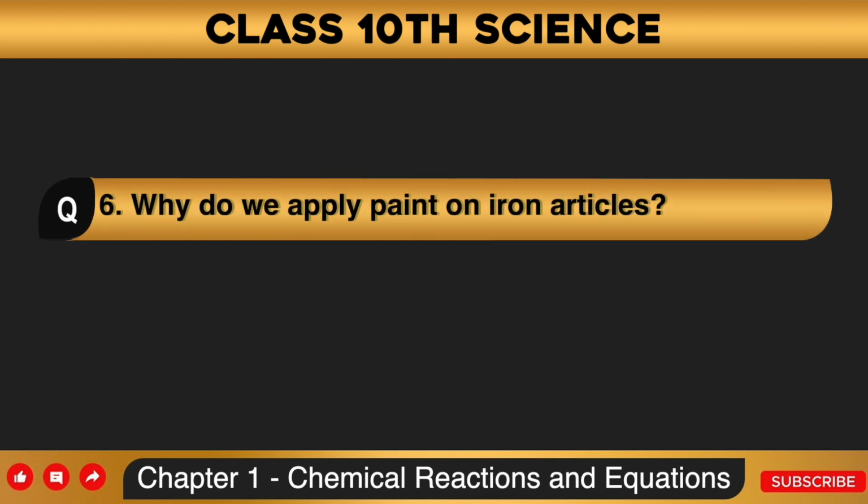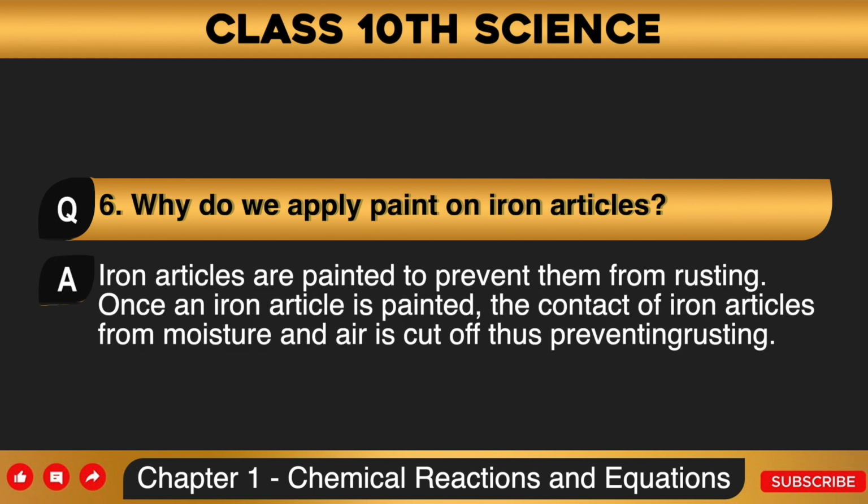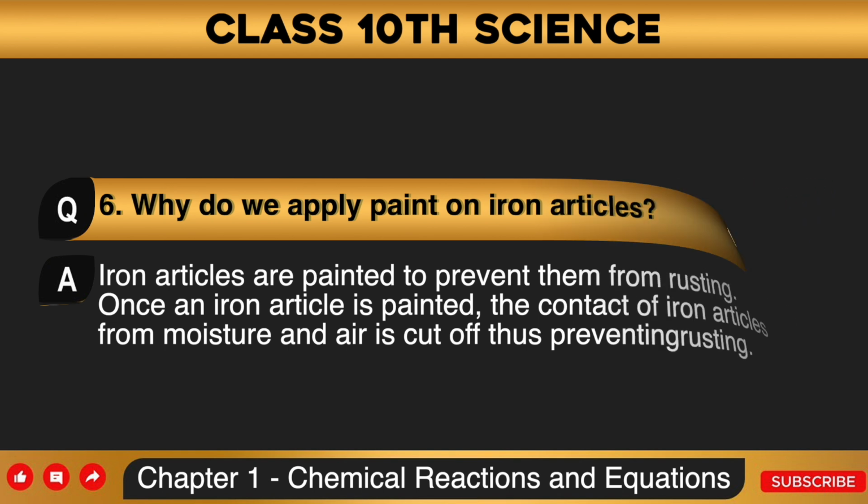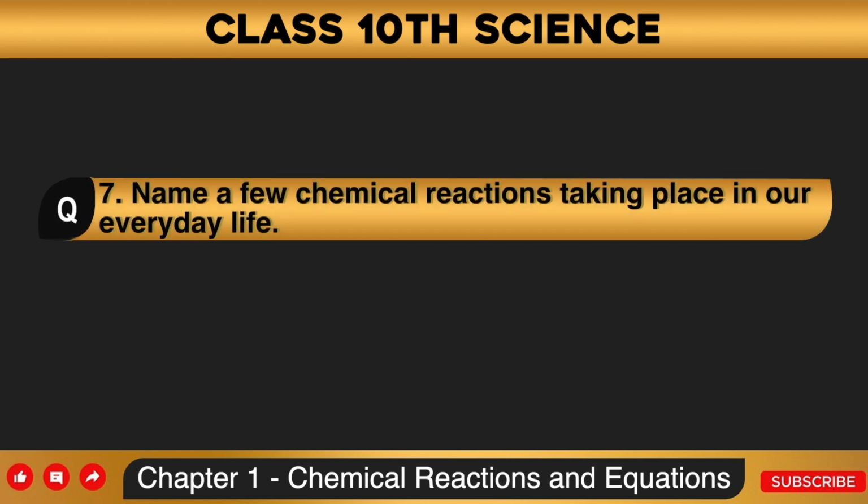Next question. Why do we apply paint on iron articles? Answer to this question is iron articles are painted to prevent them from rusting. Once an iron article is painted, the contact of iron articles with moisture and air is cut off, thus preventing rusting.